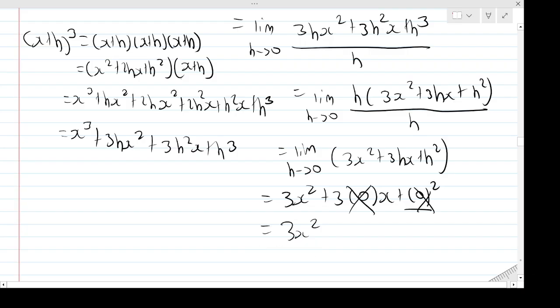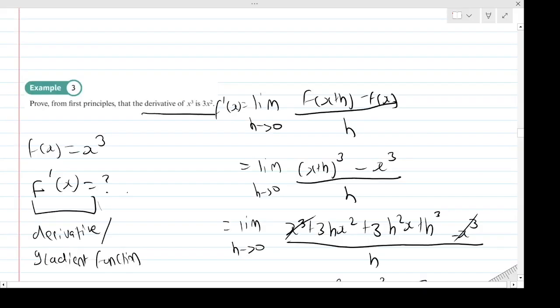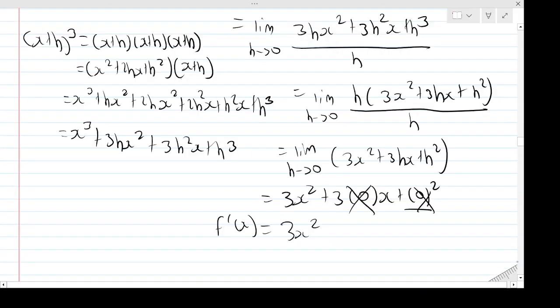And this is my final expression. So my final expression for the gradient function, or the derivative f dash of x, is this. And so there we are. I've shown that the derivative is 3x squared, okay? And so again, you can see it's a function. My gradient function is also in terms of x.